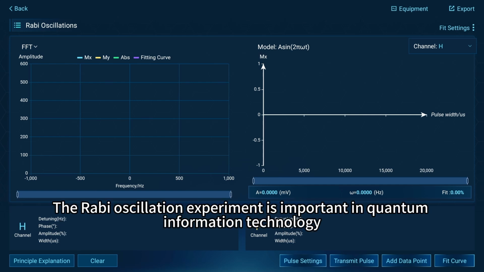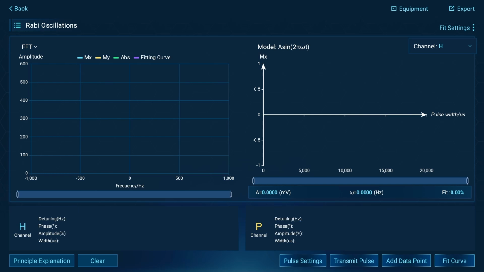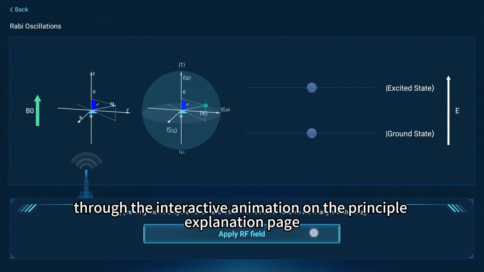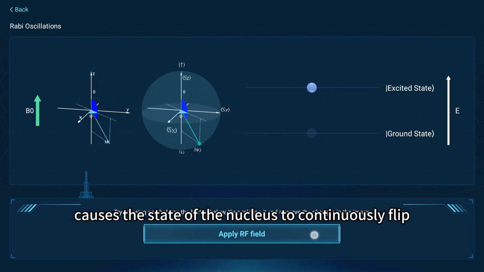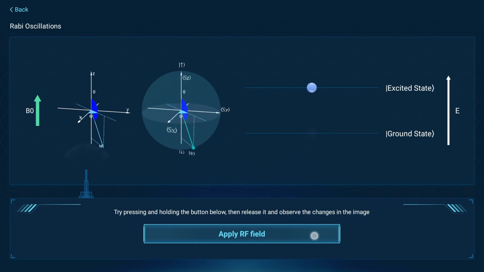The Rabi oscillation experiment is important in quantum information technology because it is the basic method of controlling qubits. Similarly, we can familiarize ourselves with the physical image of Rabi oscillations through the interactive animation on the principal explanation page. The continuous application of a radio frequency field causes the state of the nucleus to continuously flip, which is the process by which the nucleus undergoes a jump.